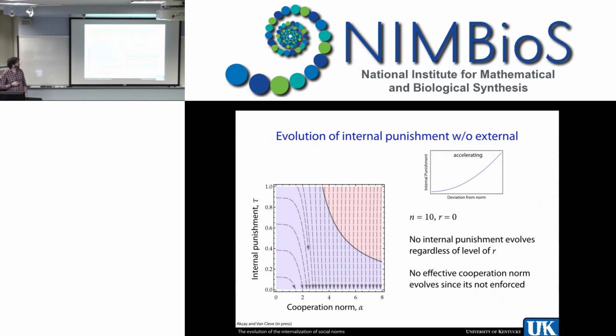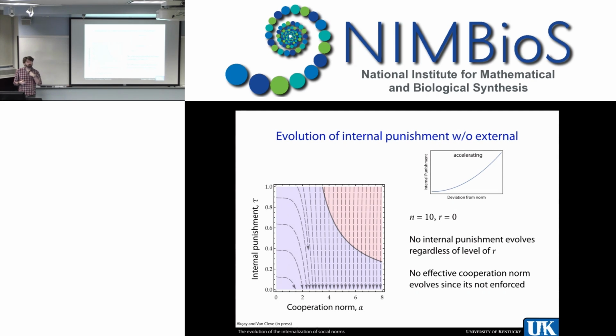So then what happens if we look at an accelerating guilt function? We find that no matter how high relatedness gets, you can't get a positive value of this internal punishment parameter tau to evolve. The intuition for that is that it's too costly, it's too difficult.